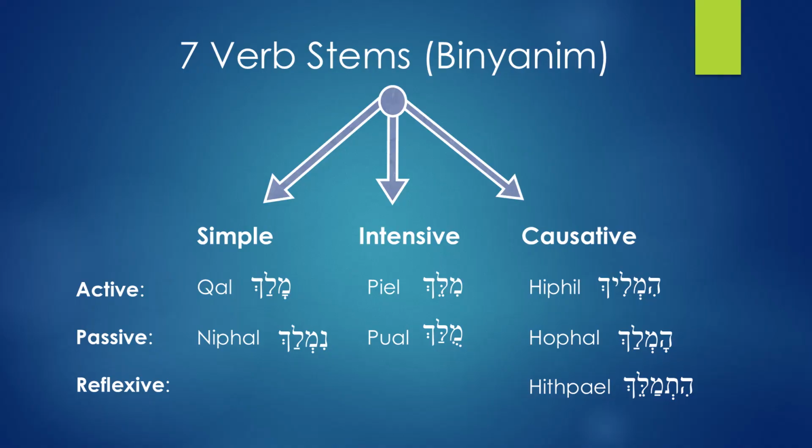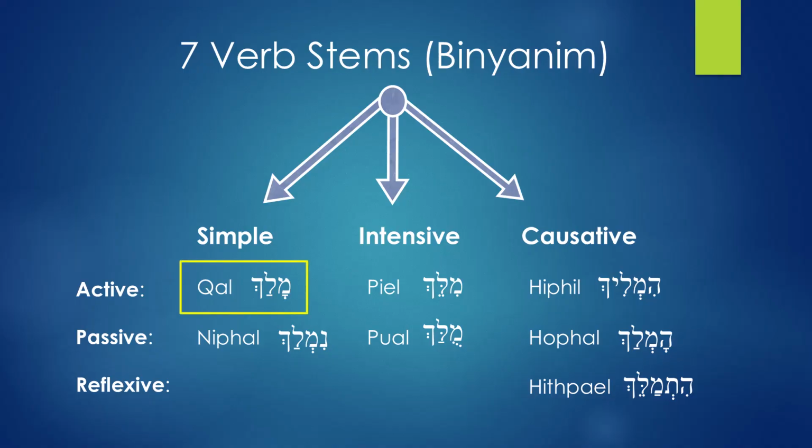The root still remains the same. So that's important to observe. If you know the root, it will guide you to the core meaning. Observe also something very interesting. Notice that how you pronounce the 7 stems gives you a clue on which stem they belong to. Have you noticed that? Look at the examples.